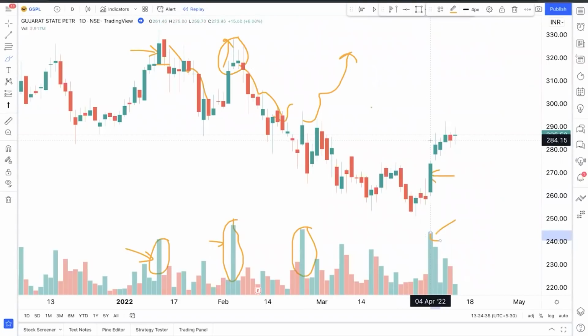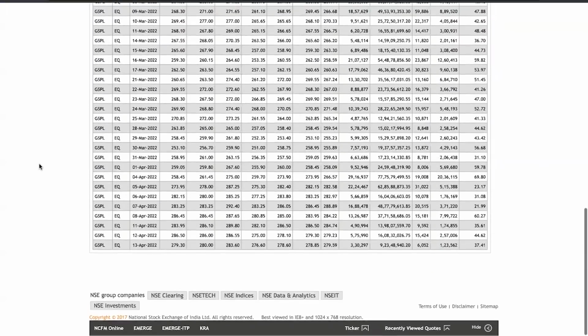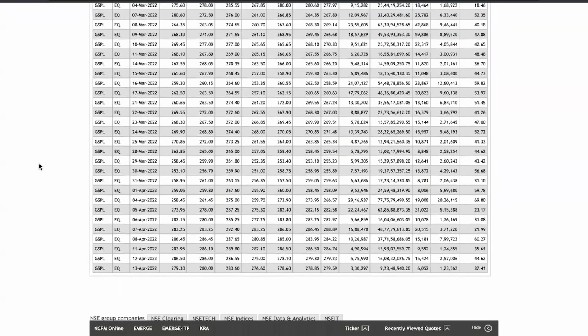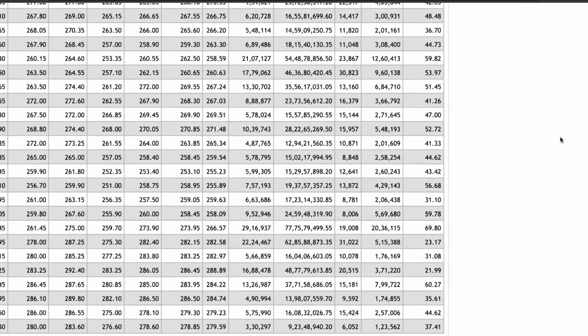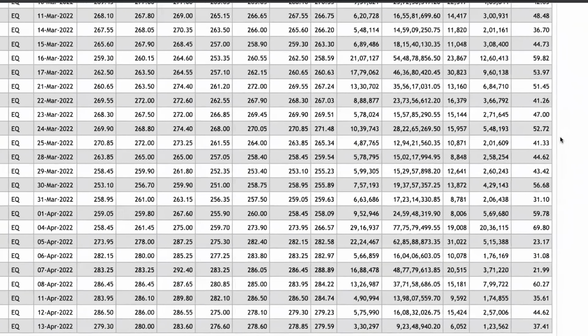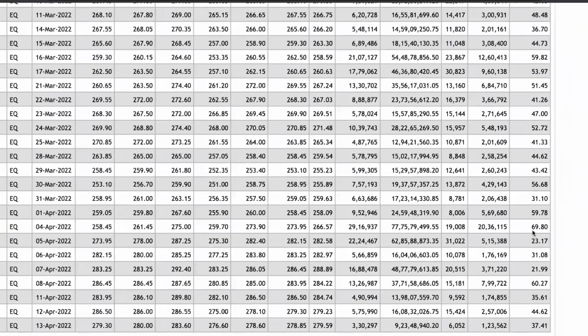Now which particular date are we looking into? We are looking into the 4th April. I'll check what exact activity happened on that particular day and in the past 2 days. On the 4th of April, I will zoom it for you. See the delivery percentage, it is 69%. And can you see, from the last few days, this much delivery was not taken.